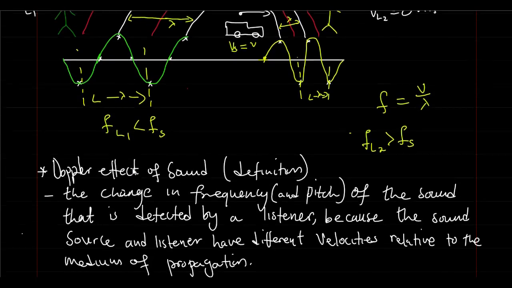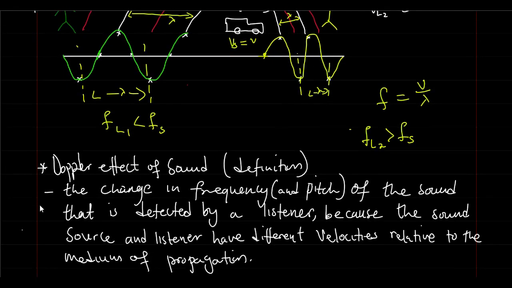So here's the definition of Doppler effect. It is the change in frequency and pitch of the sound that is detected by the listener, because the sound source and the listener have different velocities relative to the medium of propagation. Okay, you can read that again.